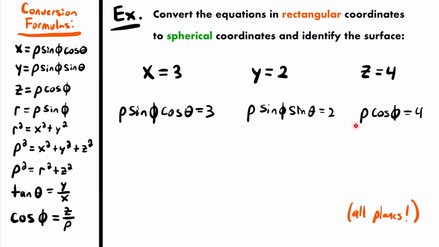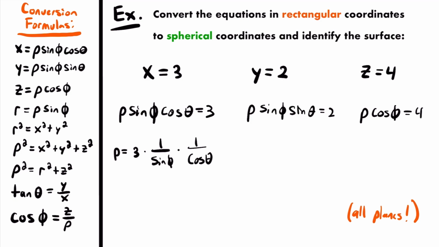So to solve for rho in each case, we have to divide both sides of each equation by these trig functions. So for x, we'll have rho equals 3 times 1 divided by sine of phi times 1 divided by cosine theta.